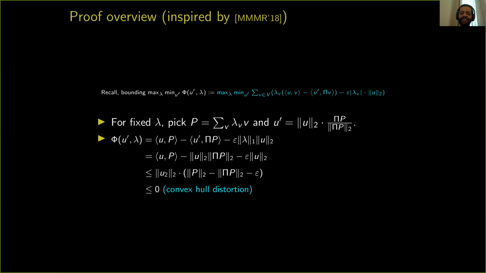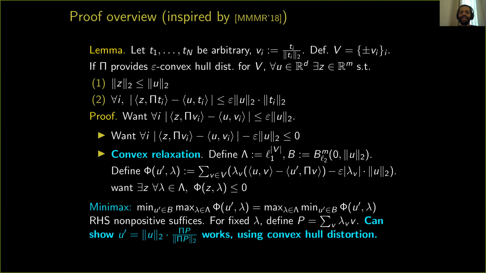It just follows immediately from convex hull distortion. And I don't want to dwell on this because I'm just going to use up my time, and I think it's not super interesting. But the punchline is that convex hull distortion of pi basically implies that this thing is non-positive. Okay, so you get your lemma from convex hull distortion. By minimax, you've shown what you want. You've shown that there exists a z in this ball B that satisfies all these constraints, namely 1 and 2 above.